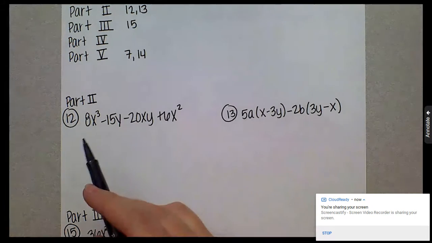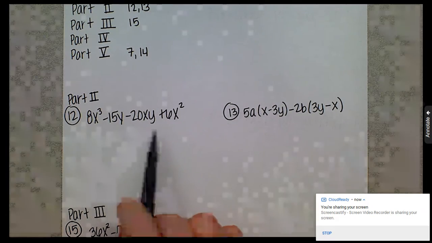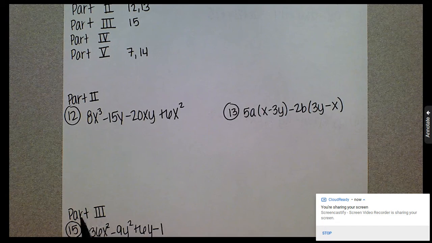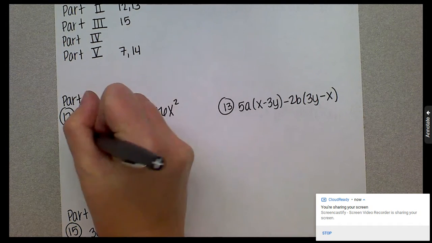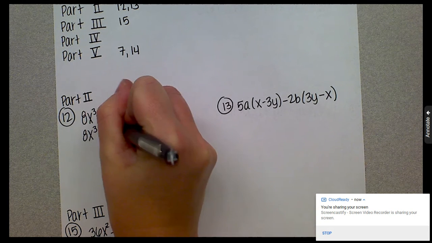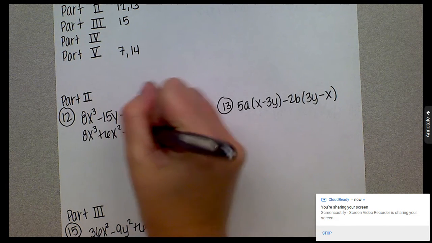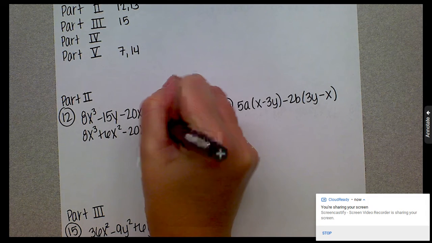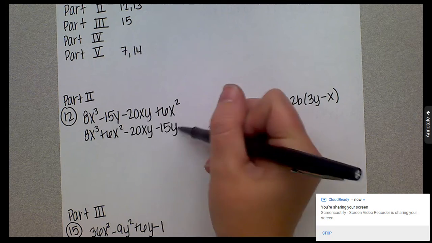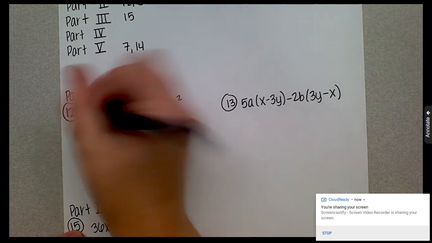So Part 2, number 12. The big thing for this one, I am going to do grouping, but if I try to group right now, nothing's really going to happen. So you do want to put it in standard form. So I'm going to do 8x cubed plus 6x squared, and I'm going to put the minus 20xy minus 15y. In standard form, if it has two variables, you would put it before something with one variable. So then I'm going to make the groups.